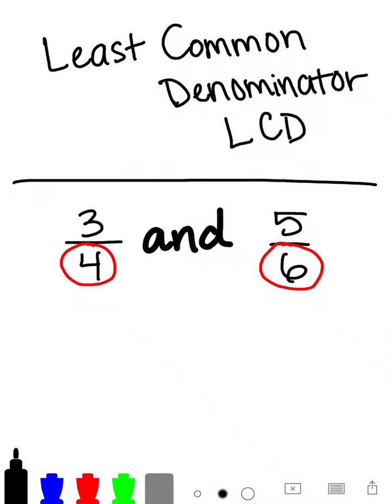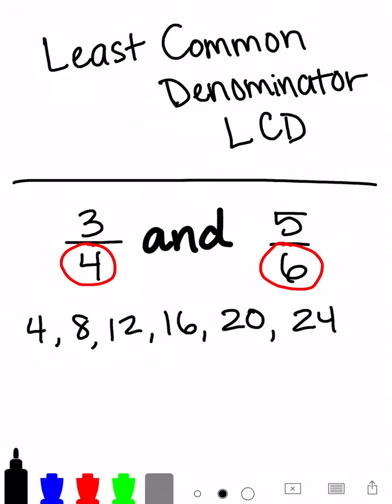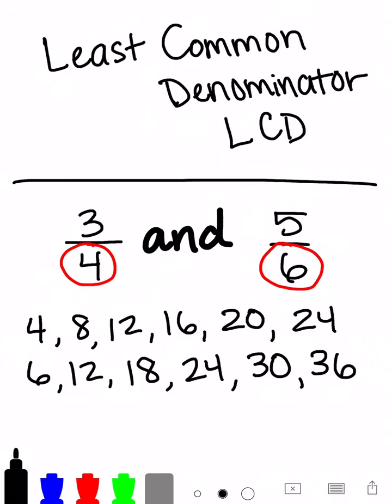So if we list the multiples of 4, I would say list the first 5 or 6, maybe 7. And if we still don't get it, keep listing until you find it. Some people can just see what it is based on the two numbers, but if you can't, I'm going to list them for you. So for 4, we have 4, 8, 12, 16, 20, 24. That's the first 6. And then if I listed the multiples for 6, I would do 6, 12, 18, 24, 30, and 36. So that's the first 6 for both of those numbers.